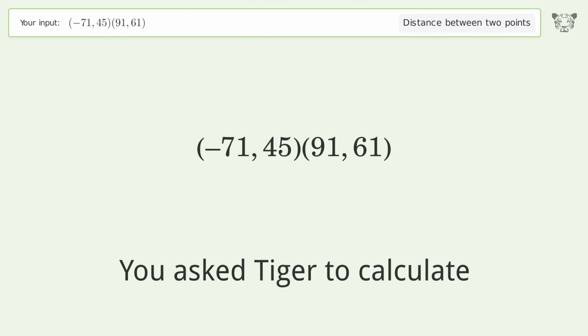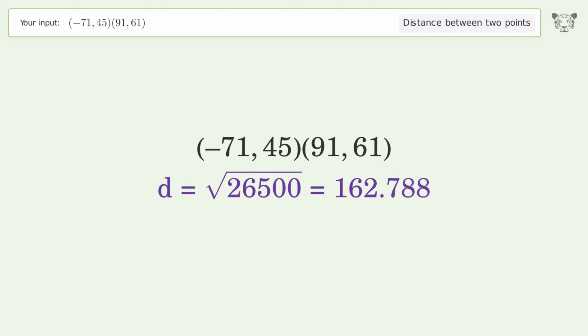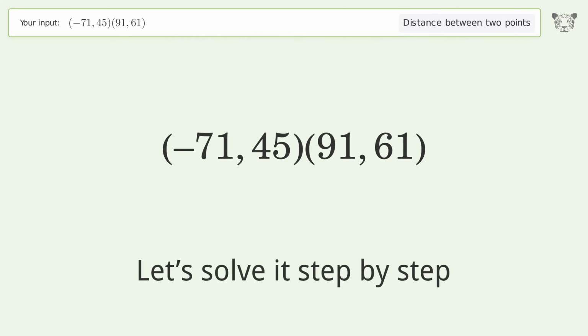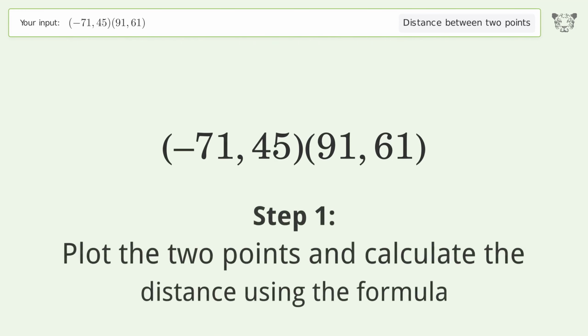You ask Tiger to calculate. This deals with the distance between 2 points. The distance between the 2 points is the square root of 26,500, or 162.788. Let's solve it step by step. Plot the 2 points and calculate the distance using the formula.